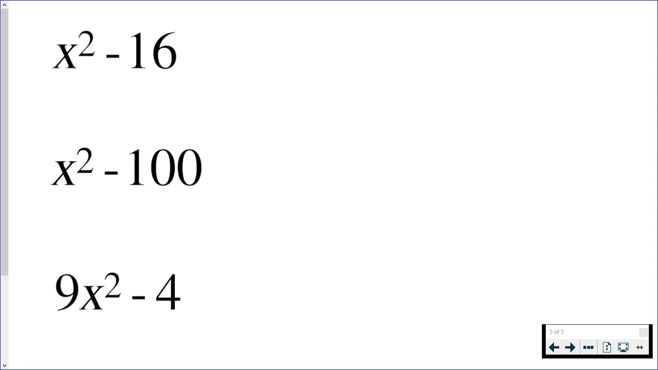So these are really easy if you can recognize your perfect squares. A perfect square is a number that you can take the square root of, and the result is a whole number. So the first example I have on here is x squared minus 16. The square root of x squared is just x, because x times x is x squared. The square root of 16 is 4, because 4 times 4 is 16. So this factored is x plus 4, x minus 4, and I am done.